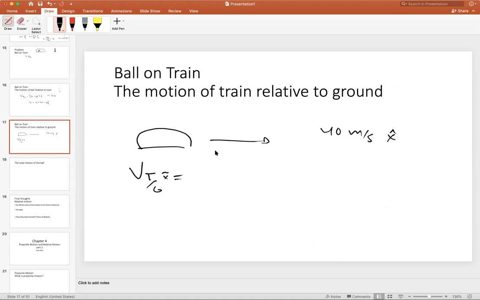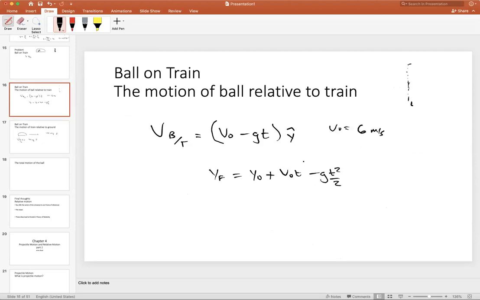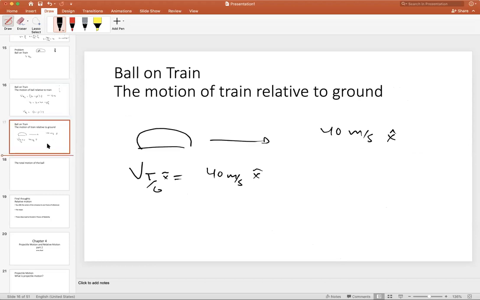But for now, all I want is that in the x direction, it's moving at a constant velocity of 40 meters per second. And that's it. That's our x velocity. Our y velocity depends on time. So our v of t is v naught minus g t in the y hat direction. In the x, it's just that.